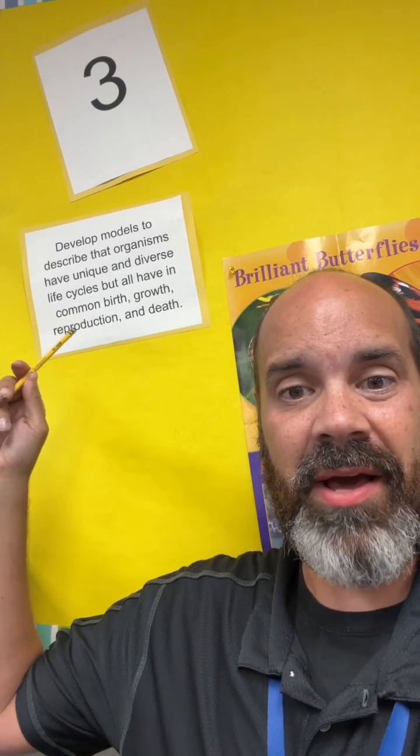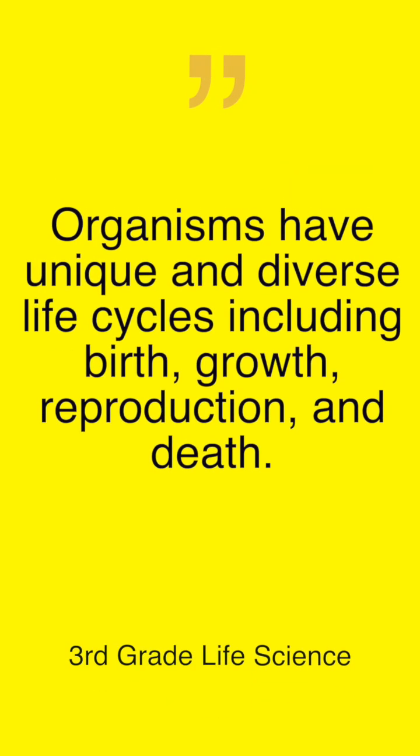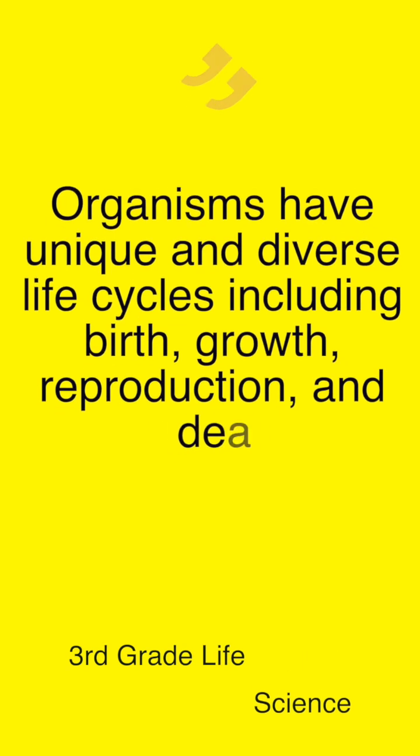And then, of course, the 3rd grade standard. We've been talking a lot about how different animals have different life cycles, but they all have in common birth, growth, reproduction, and death. And of course, the reproduction piece is one of the things we've seen in our tank with the snails as they're starting to lay eggs.